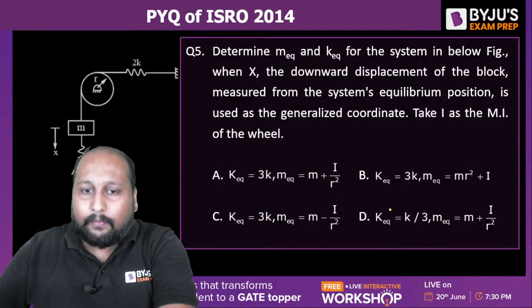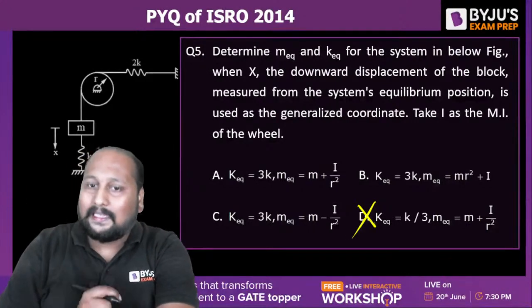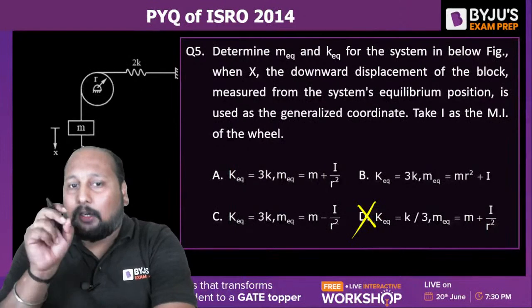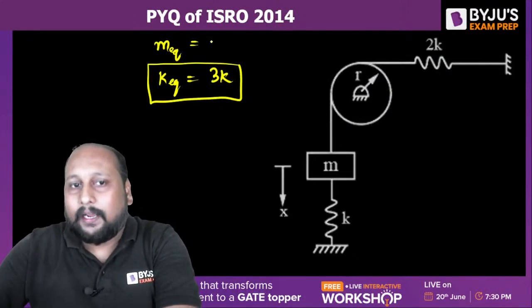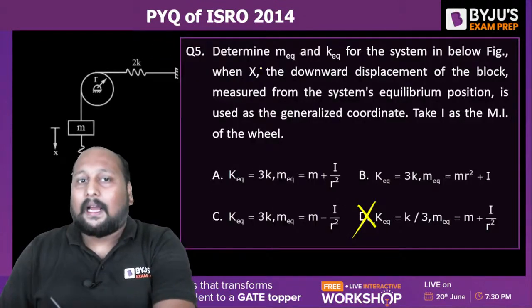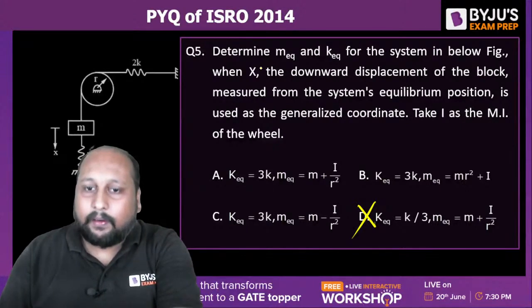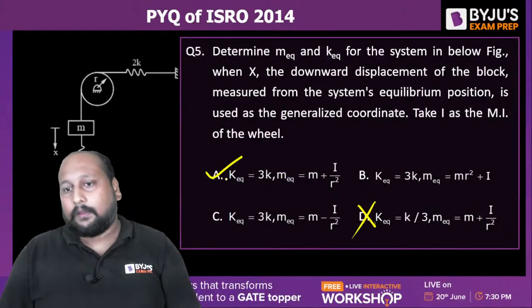So we can eliminate option D. Option D is not correct. Now we have to select between A, B and C. If you see clearly, they're talking about the equivalent mass. So the equivalent mass is M plus the moment of inertia I divided by R square. So M plus I by R square. Option A is the correct answer.